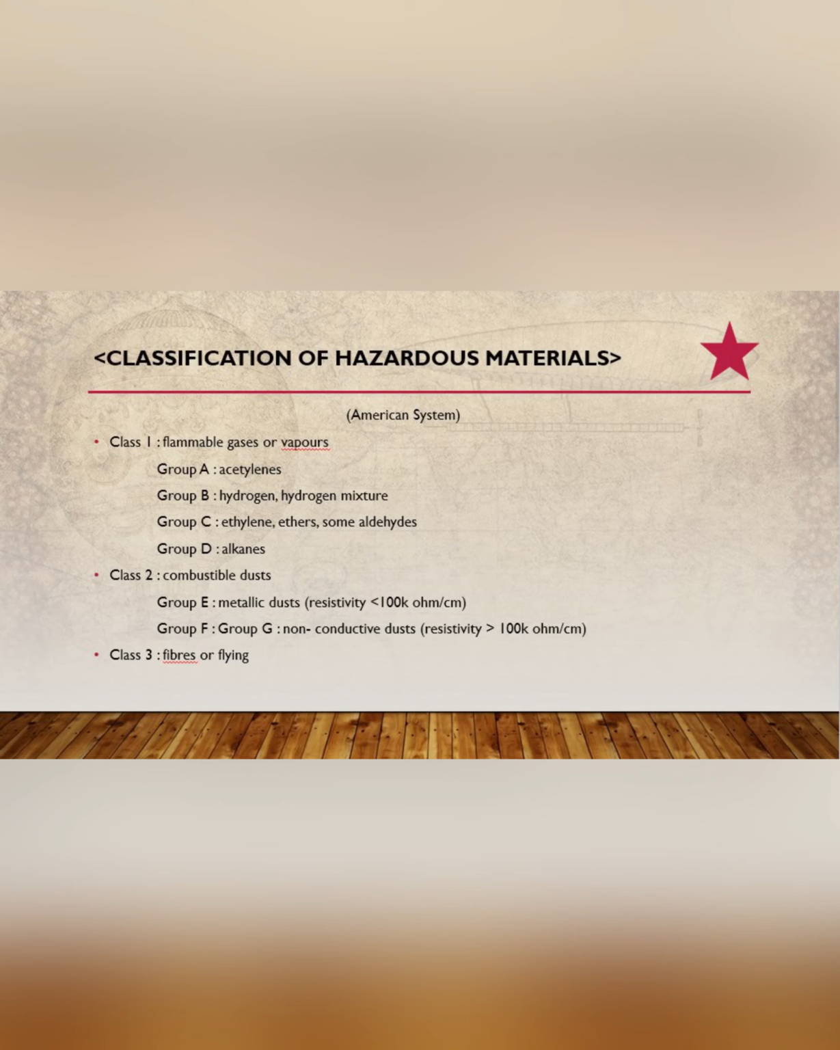Group E consists of metallic dust, which has resistivity of less than 100 kilo-ohm per centimeter. Group F is also a group G, consisting of non-conductive dust and has resistivity larger than 100 kilo-ohm per centimeter. Class 3 has fibers or flying debris.